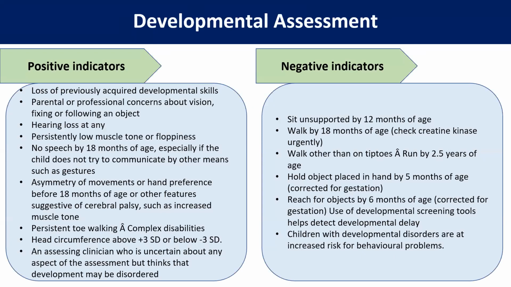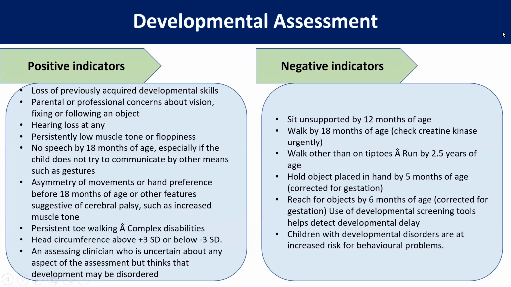In development, there are some indicators like loss of previously acquired developmental milestones, concerns about vision and hearing, persistently low muscle tone or floppiness, or even the other way around, increased tone. No speech by 18 months, and especially if the child is not communicating by any other means, no gestures, nothing, can be an early sign of autism.